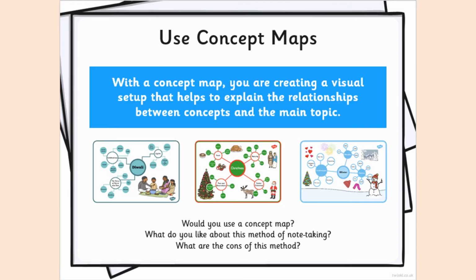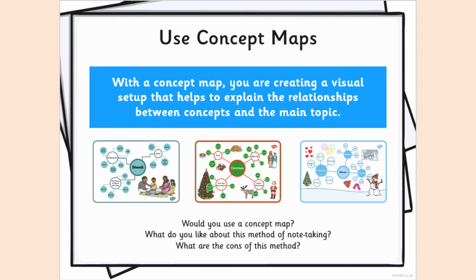Excellent. Now, concept maps. With a concept map, you are creating a visual setup that helps to explain the relationships between concepts and the main topics. So this is just like a mind map, and we used mind maps in humanities when we were learning about the Maya gods and the pyramids. So you focus on the main topic, and then you can have little sub-branches to it. Would you use a concept map during your note-taking? What do you like about this method of note-taking? And what are some of the cons of this method?